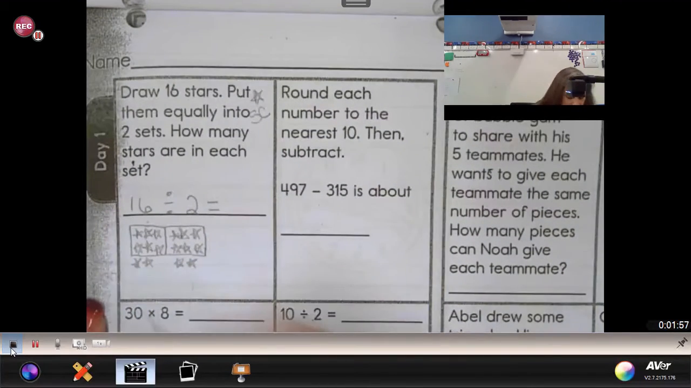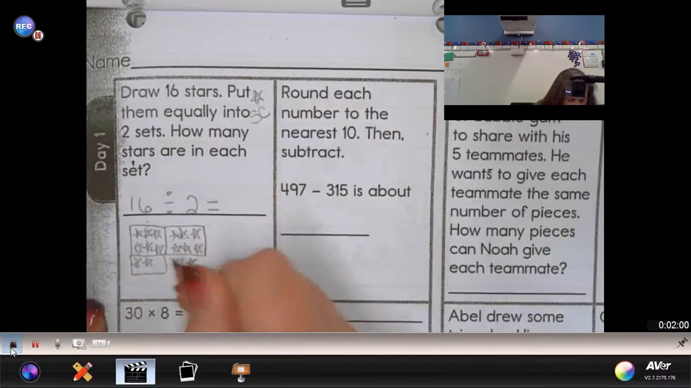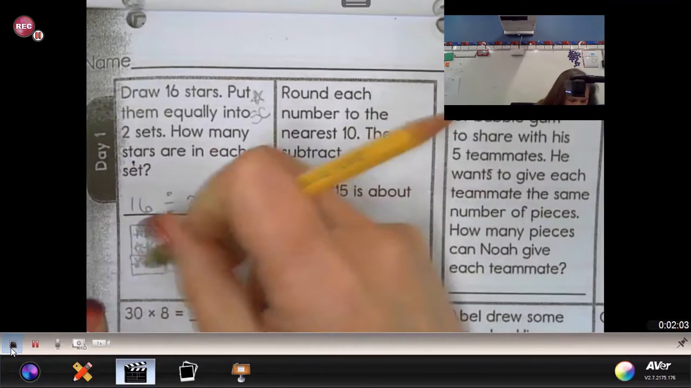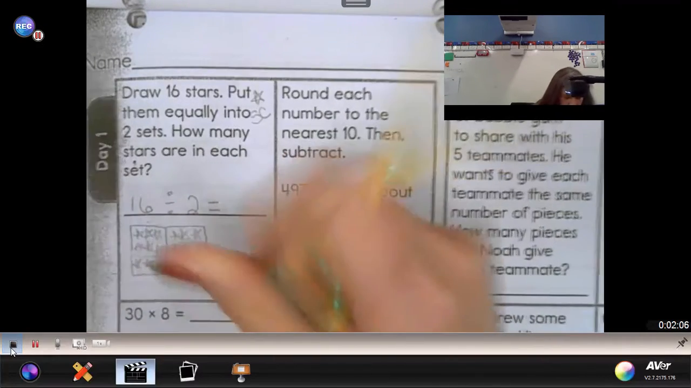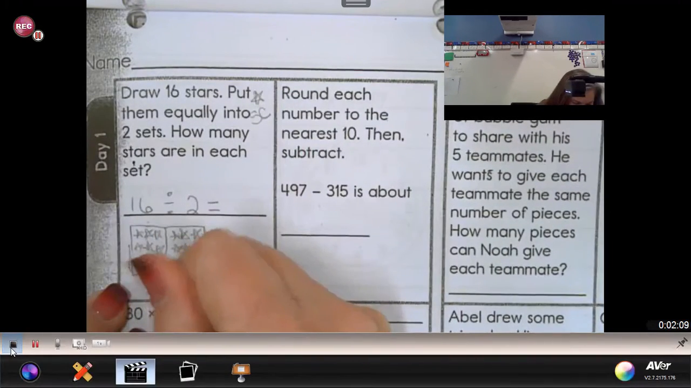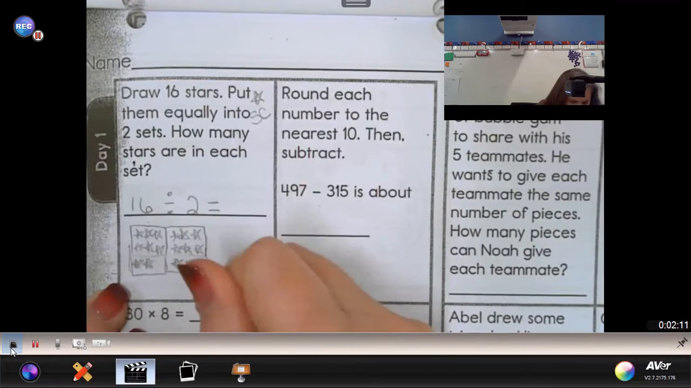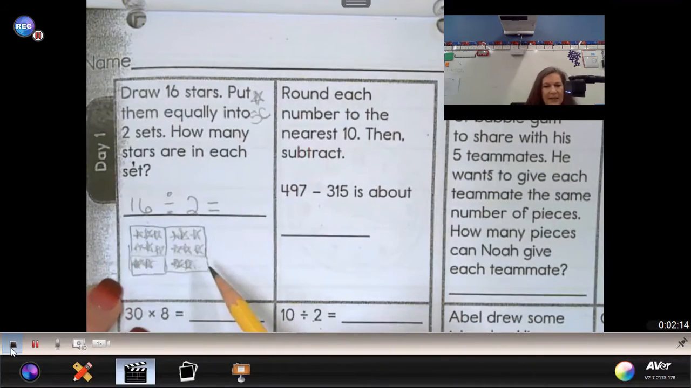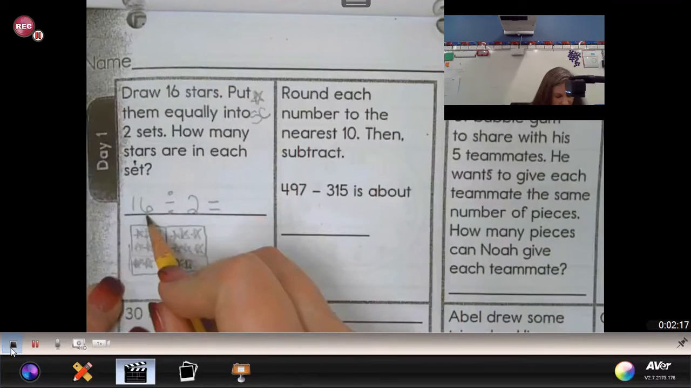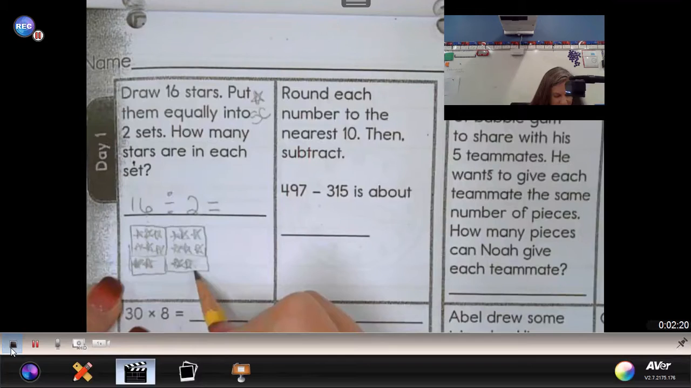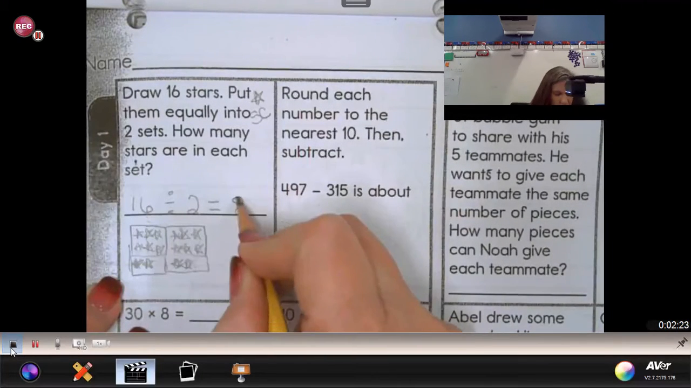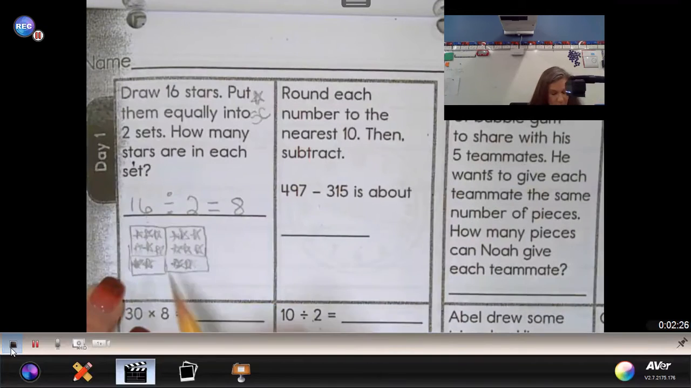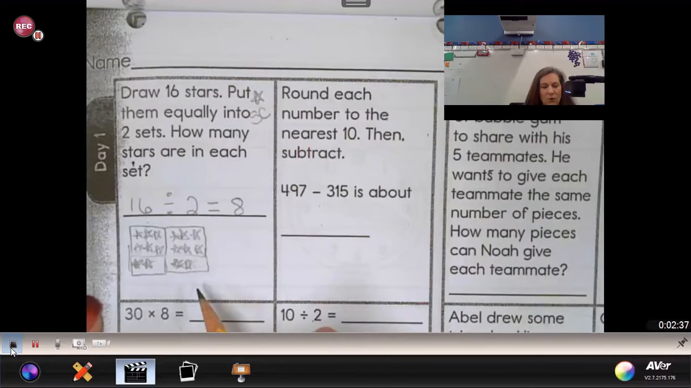So you will notice, let me extend my group here, you will notice that I have a 6 and 2, so that's 8 in each group. So I have 16 stars, I divided them or shared them equally between the 2 groups, and there are 8 stars in each group. So you'll also notice that this is a model, or this looks very similar to multiplication. And you would be correct. And in fact, that's what our lesson today is going to be on.